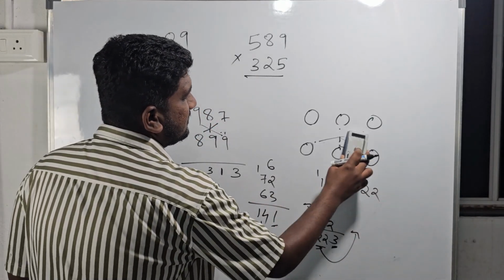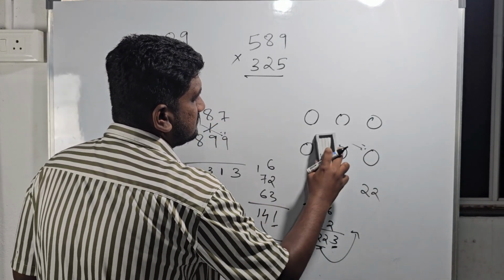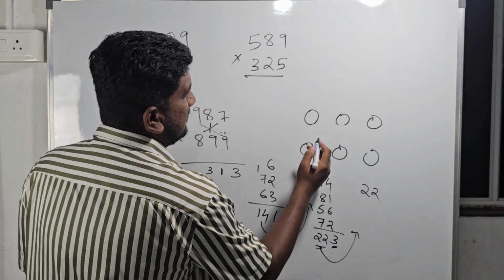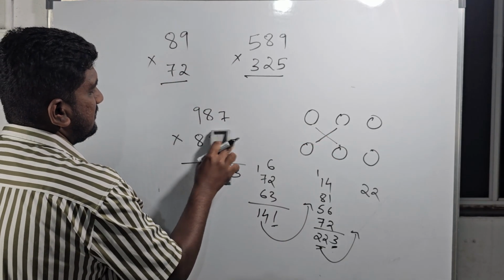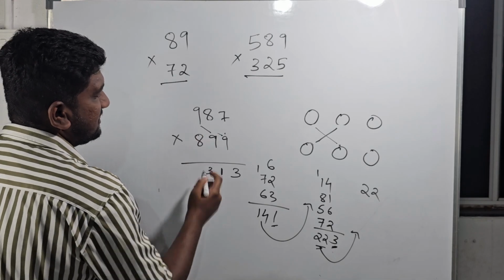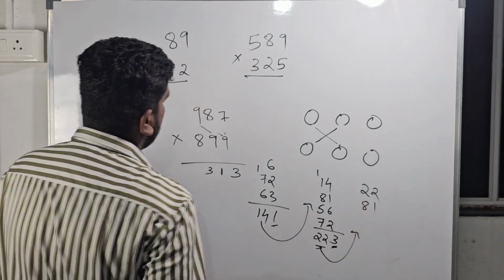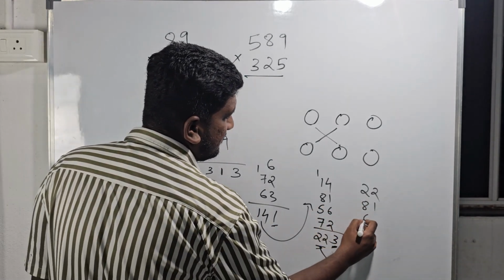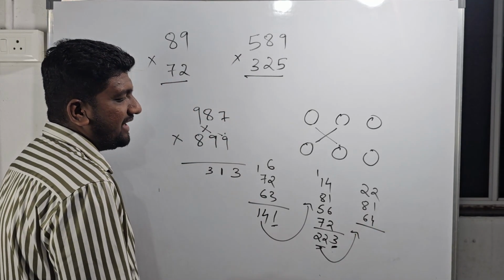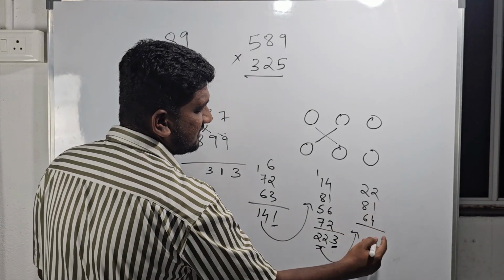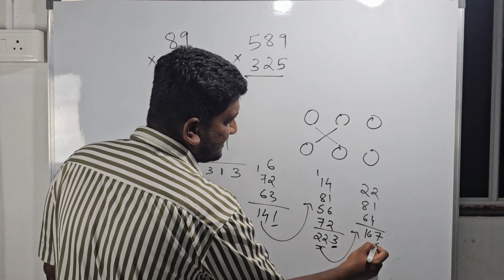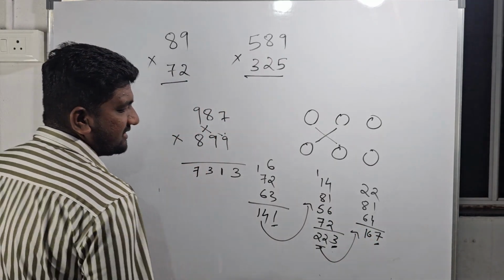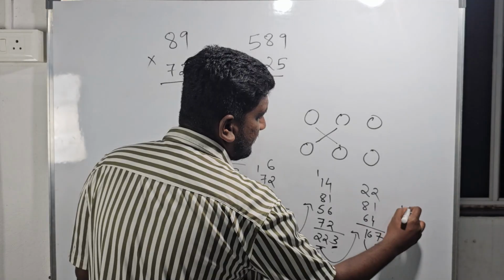So the next step is multiply these two and these two. So 9 times 9 is 81 and 8 times 8 is 64. So again we'll add 2 plus 1 is 3, plus 4 is 7 and this is 16. So again 7 will take here and 16 will carry forward.